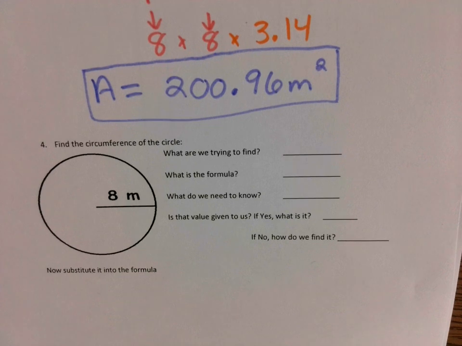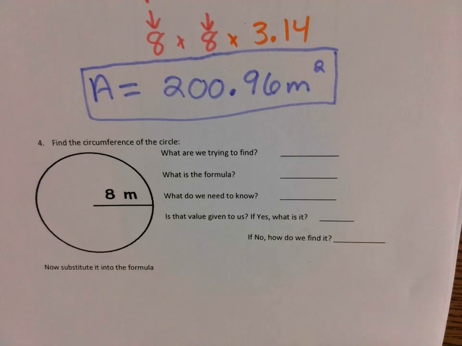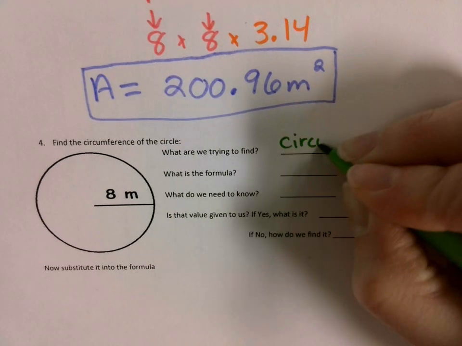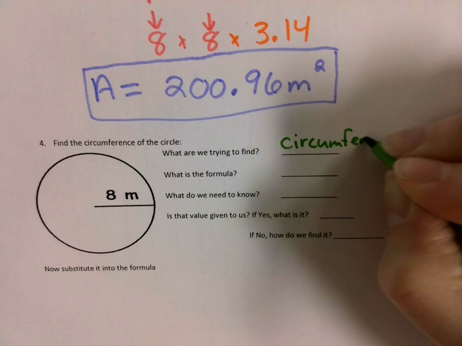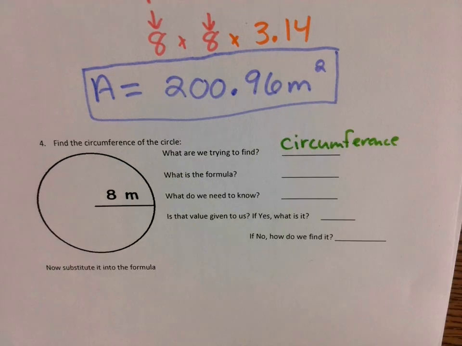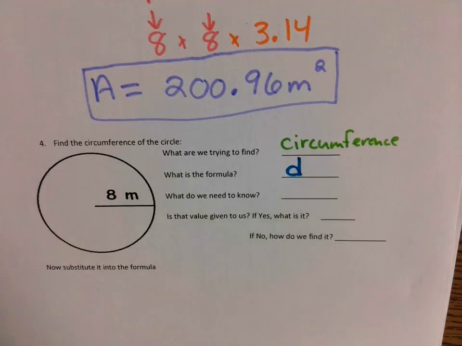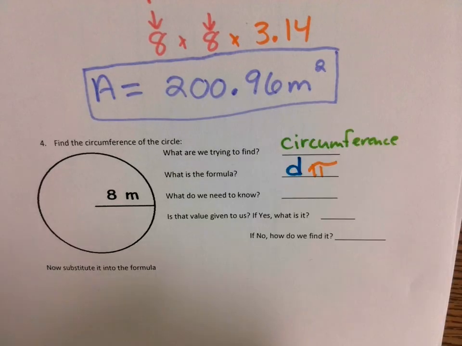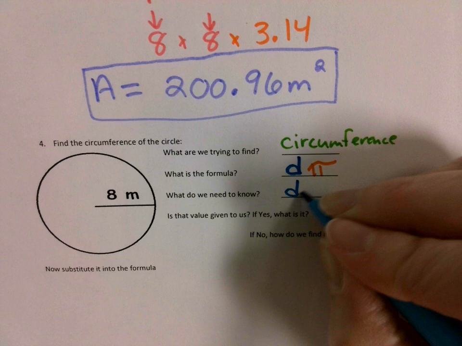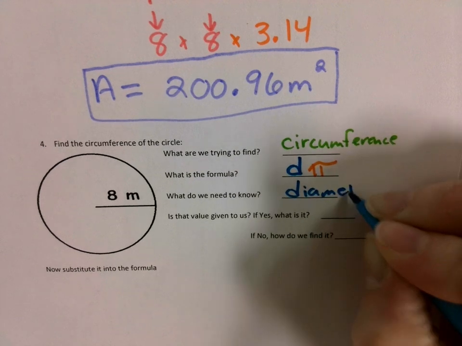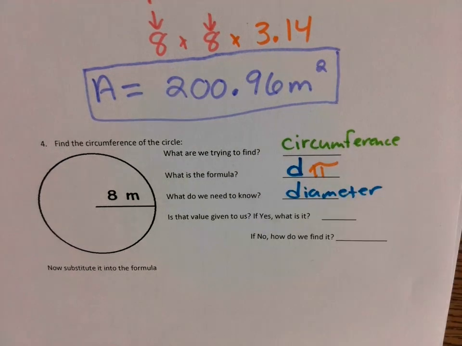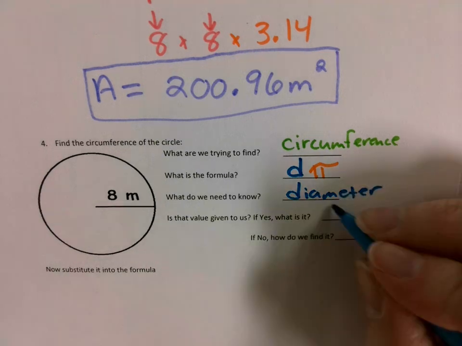Okay, for problem number 4, this time, what is it that we're trying to find? The circumference. The question asks for the circumference in this problem. So what's the formula for circumference? Diameter times pi, so d times pi. We need to know the diameter. The information we need is the diameter. Is it given to us? No. That information is not given to us, so we need to solve for it.